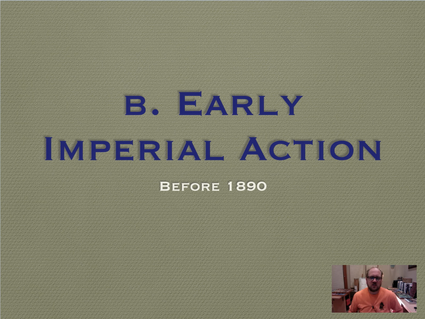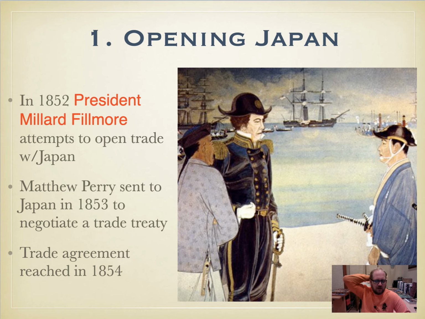Early imperial action, before America got really involved in imperialism in the Gilded Age, had two big moments. One was the opening of Japan. Japan was opened up in 1852 through the work of Matthew Perry. America went to Japan to open it up to have a trading partner. They used gunboat diplomacy, forcing the Japanese to open up with the threat of military naval takeover if not. A trade agreement was reached, and America and Japan became trading partners from there on out.